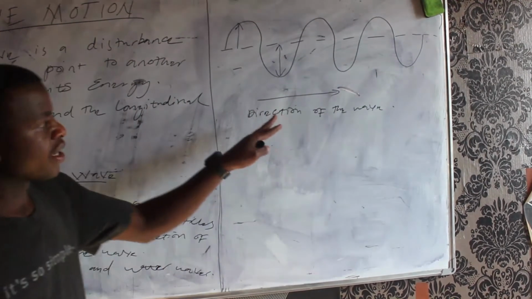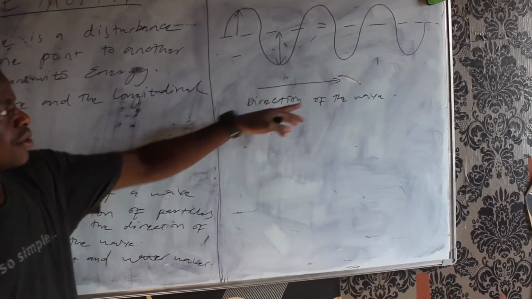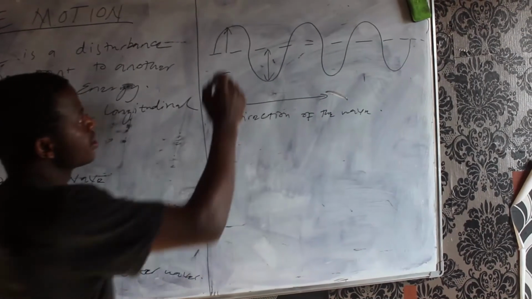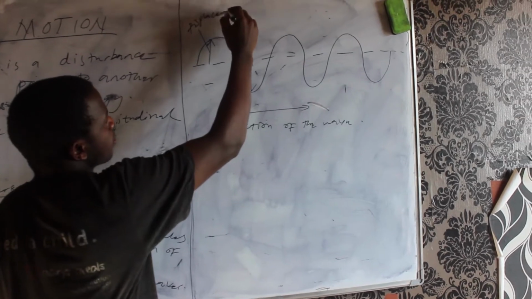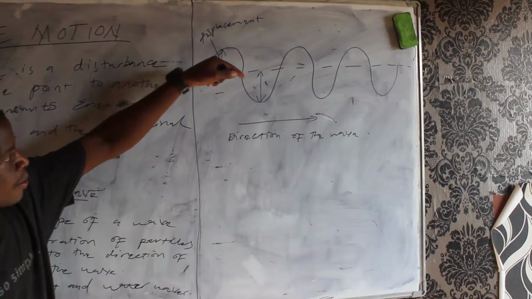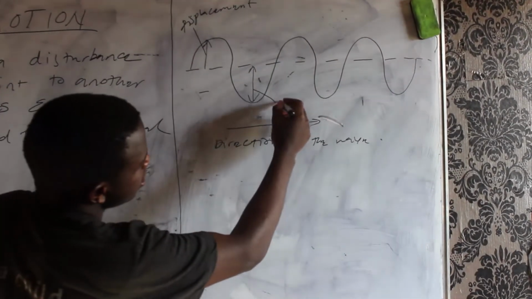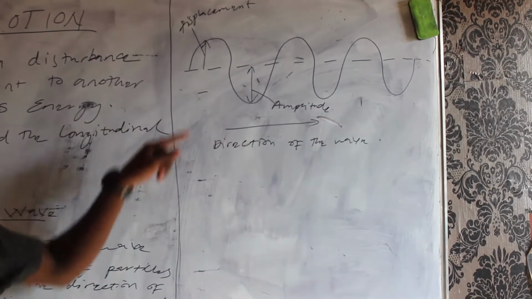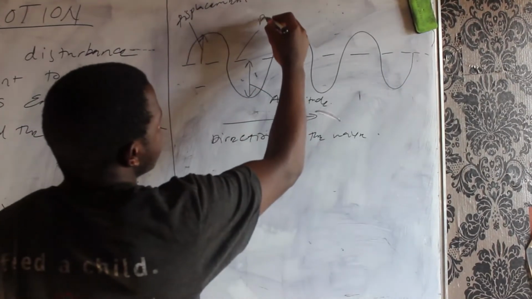So as you can see, this is the structure of the transverse wave, and this arrow just shows the direction of the wave. So this part is referred to as the displacement. This arrow represents the displacement. Then this arrow, the point from here to here, is referred to as the amplitude. Then the dotted line is referred to as the rest position.